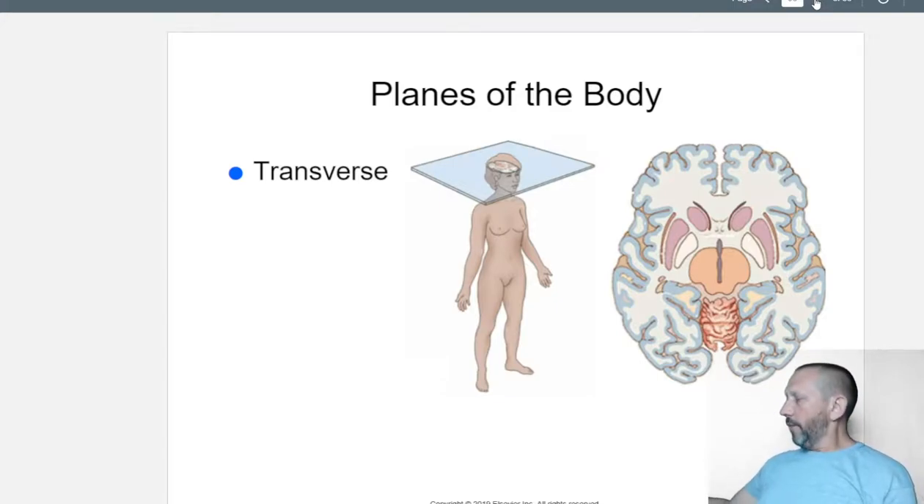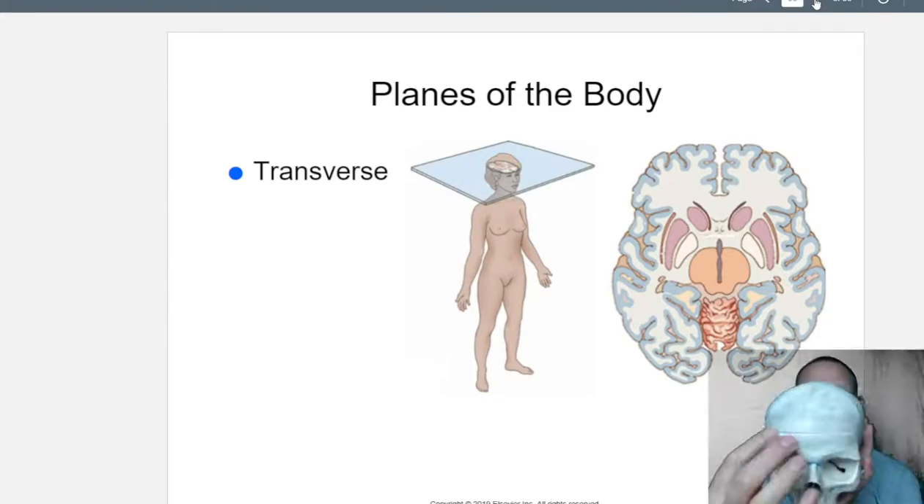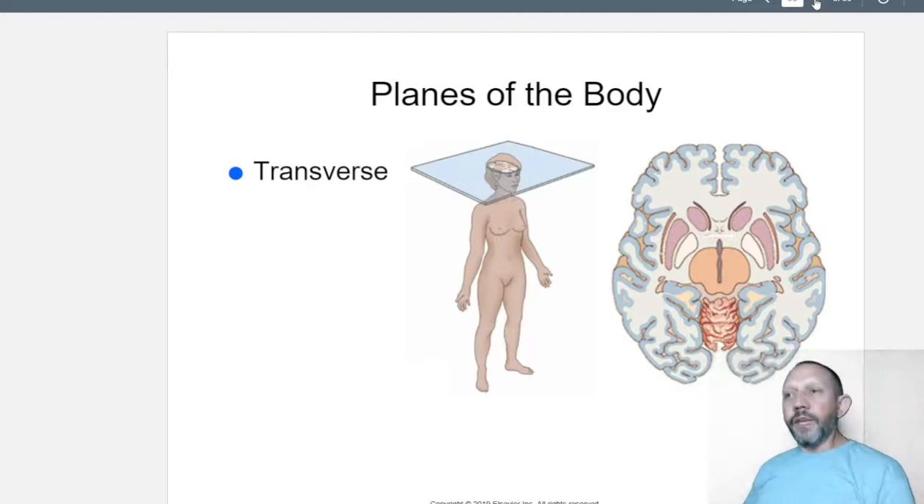Transverse, okay? That is a transverse cut right there. If I cut your head off, that's a transverse cut. If I cut you in half, that's a transverse cut. All the way, doesn't matter where. And that's it. So that's the whole chapter there.